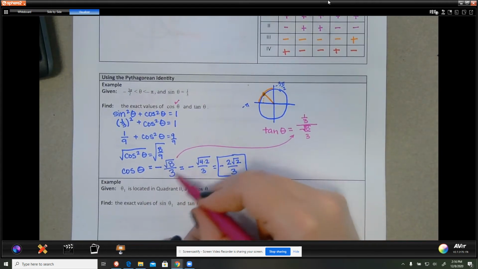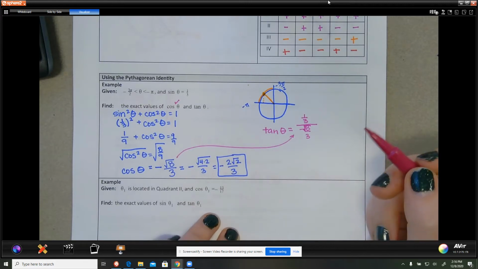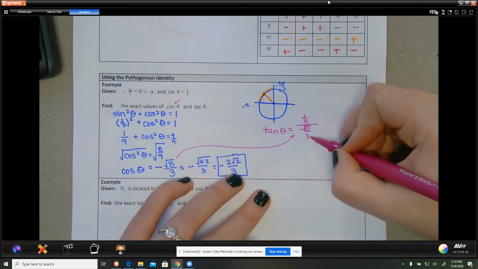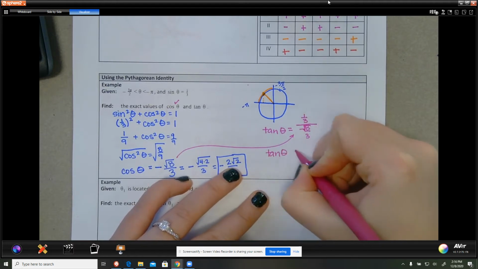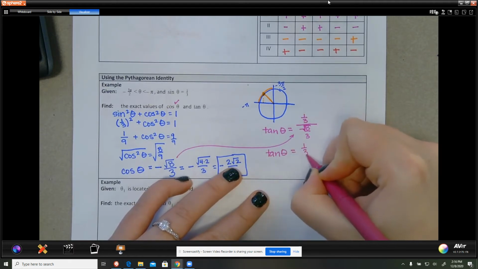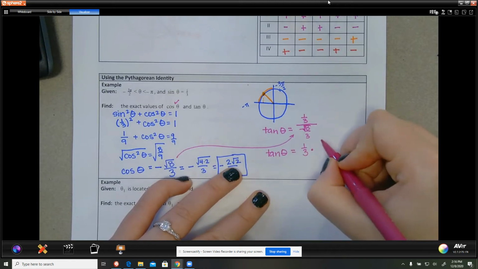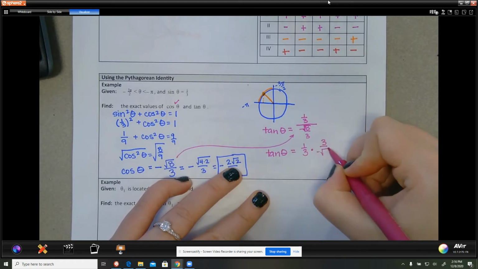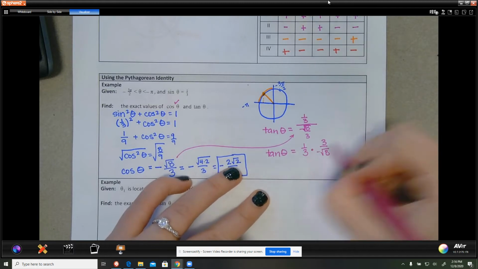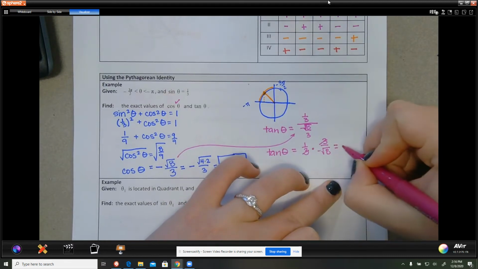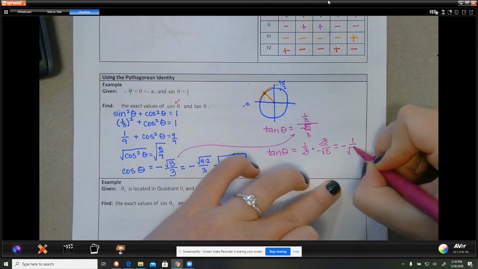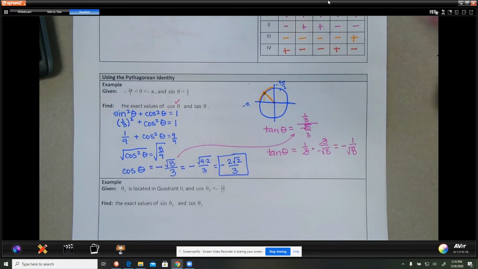I'm going to use this one because it'll be a little simpler to reduce. When I'm dividing two fractions, I can multiply by the reciprocal. So this is 1/3 times the reciprocal, which is 3 over the negative square root of 8. This is why it becomes simpler. These reduce, which is nice, so we end up with negative 1 over the square root of 8. Normally we don't like to leave a radical in the denominator.